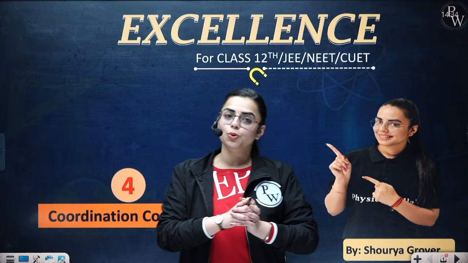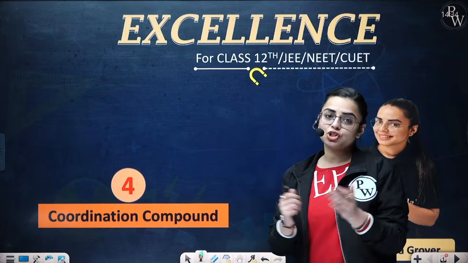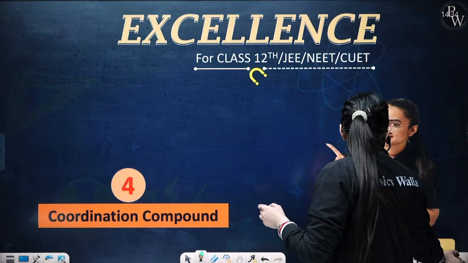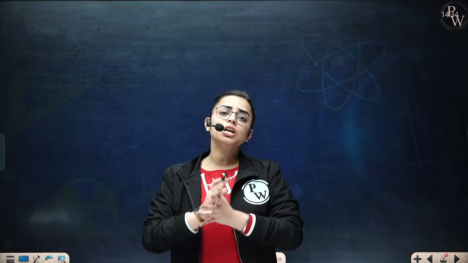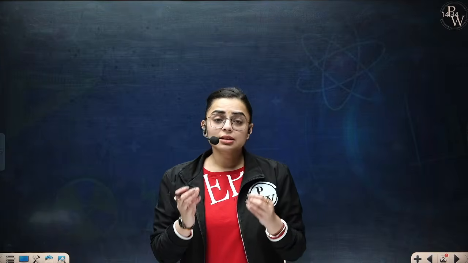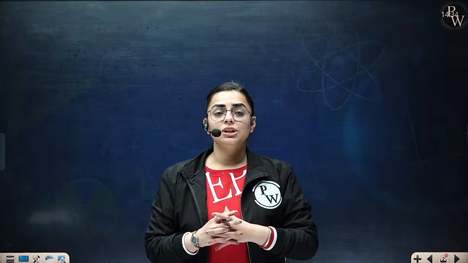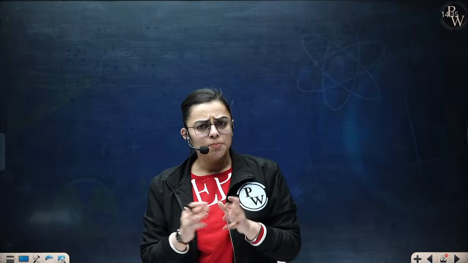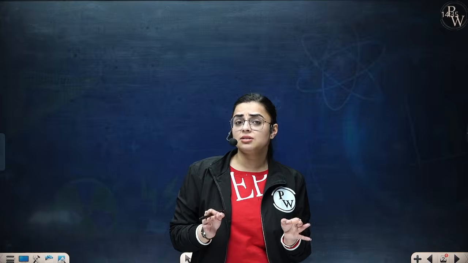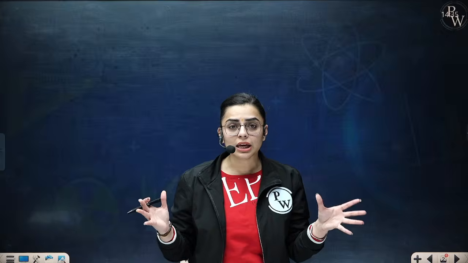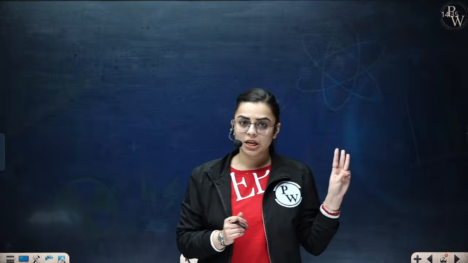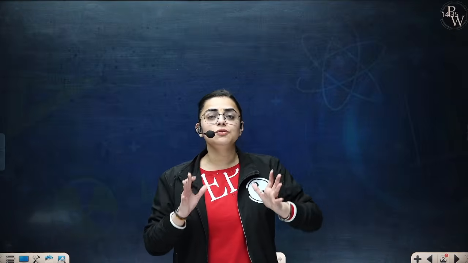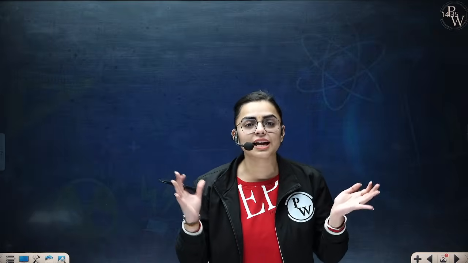Today we are going to do lecture number 4 based upon the chapter Coordination Compounds. So what are the topics we are going to cover today? Students, in the previous lecture, we understood about valence bond theory. But in today's session, we are going to understand about crystal field theory, and we observe crystal field theory in 3 different complexes. So today we are going to see the crystal field theory with respect to the octahedral complex.